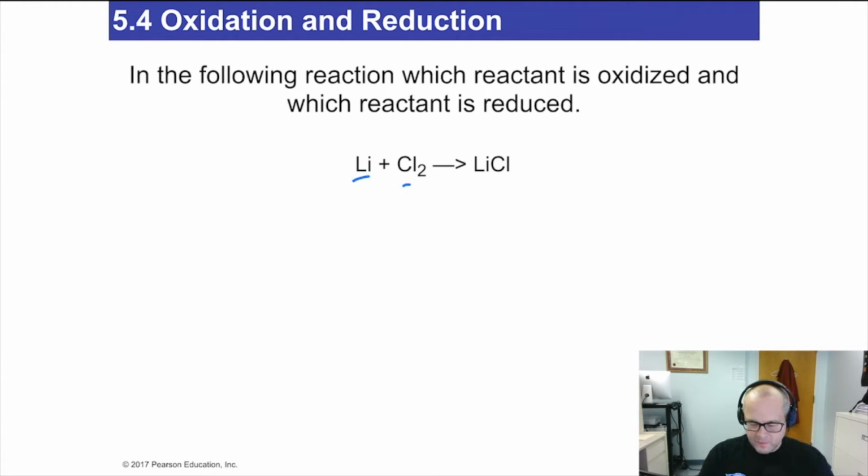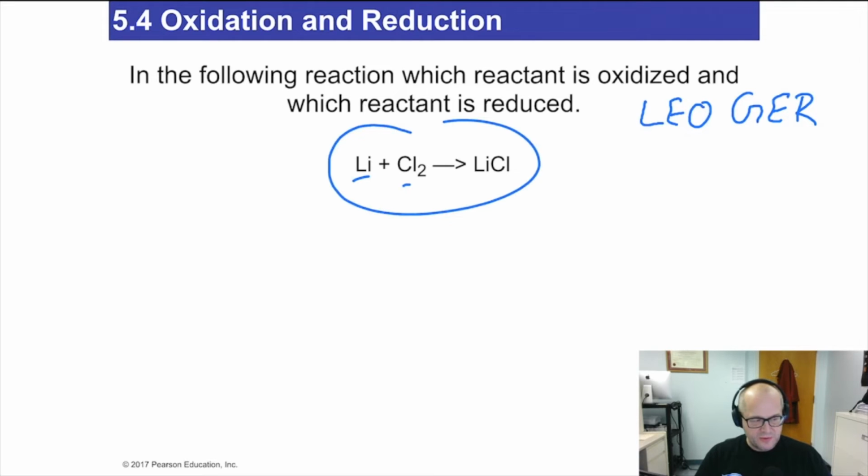Now, the first thing I would write down here is LEO GER. There's no carbon or hydrogen in here, so we can't use the organic way of doing this. We have to use the electron way. Lose electrons, oxidize; gain electrons, reduction. Good enough. Now, to examine this, we have to figure out who's losing electrons. Who is losing? Well, on the left-hand side, we have lithium, and that's lithium metal, and it has zero charge.